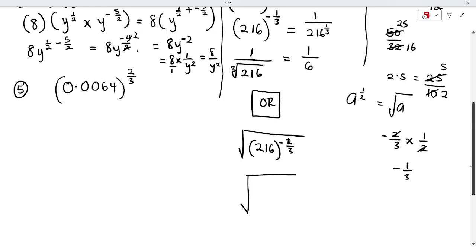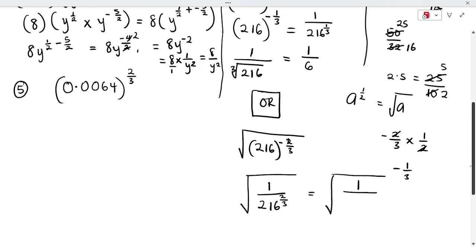A negative index means you invert the number. So it becomes 1 over 216 to the power of 2 over 3. Again, 216 is the only number inside the bracket, so you can basically remove it. So you can say I want to solve the square root last. So then I continue to have my square roots.